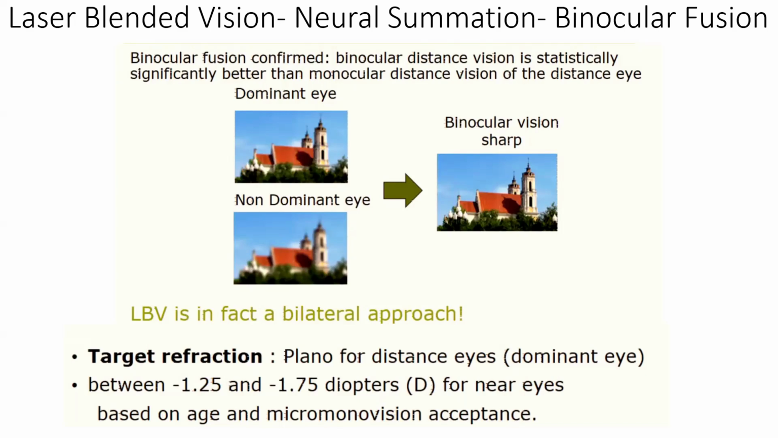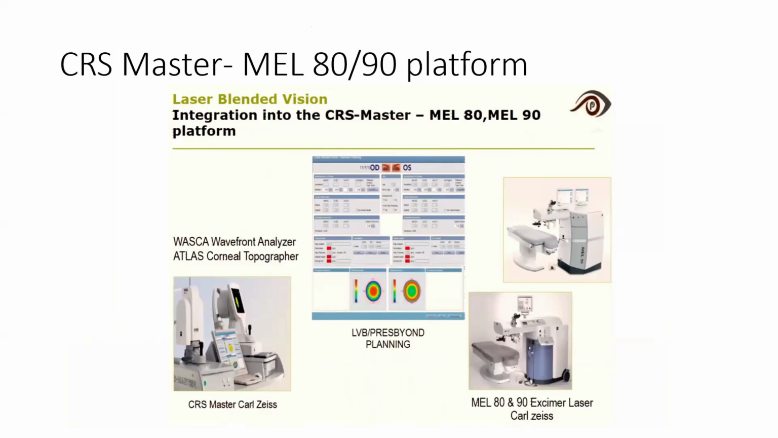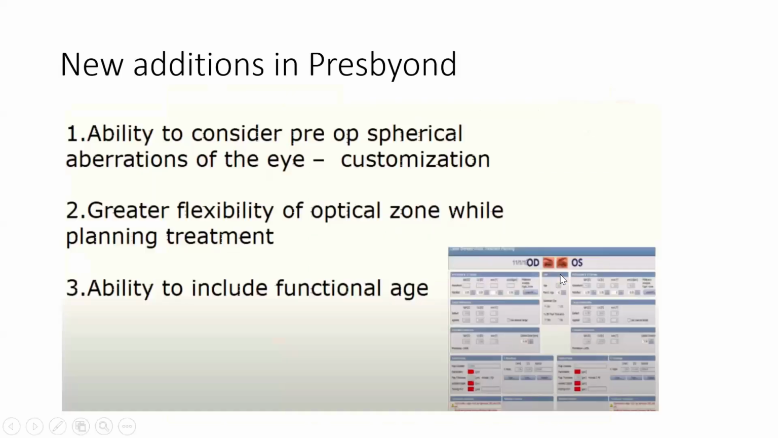So one huge advantage of PresBeyond is that you are going to use your existing excimer machine. You are not going to need any other special software, any other special scan, or any other treatment modality or anything other than what you already use for LASIK. This is using your existing LASIK apparatus to treat presbyopia. So in this, the platform is MEL 80 and MEL 90 by Zeiss. You are going to do all the scans, import it onto the machine and do the treatment.